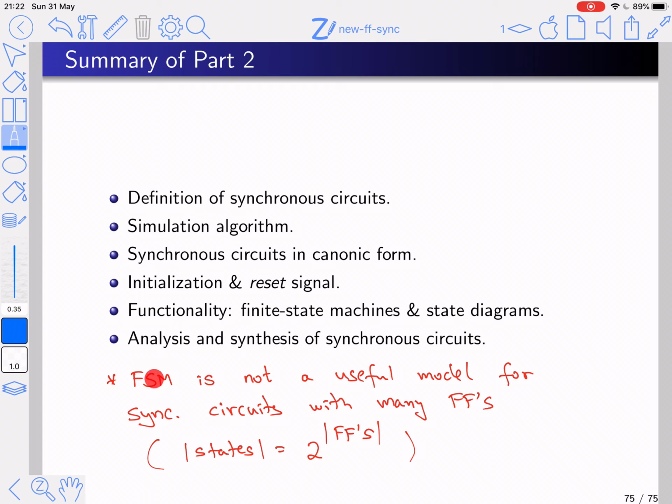And of course, we noticed that FSMs are not useful to model synchronous circuits that have many flip-flops, because the number of states is exponential in the number of flip-flops.